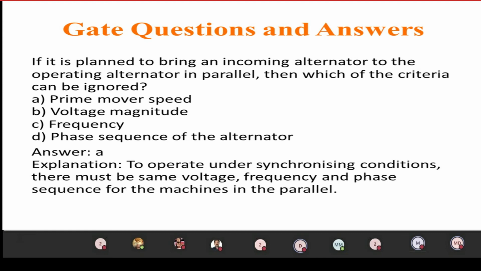To operate under synchronizing conditions, these must be the same: voltage, frequency, and phase sequence of the machines in parallel.